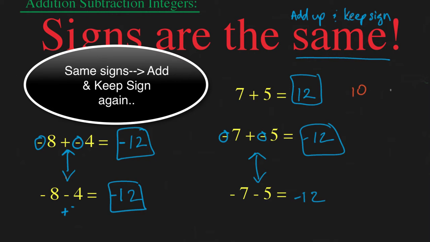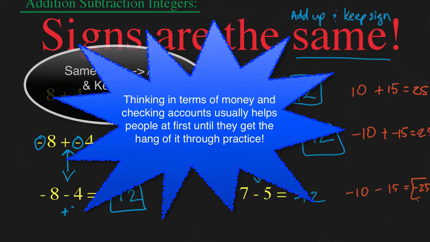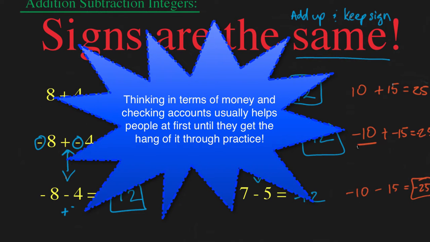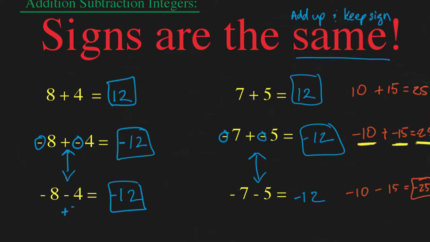So if we were to do some other values just so that you get an answer that's not 12, 10 plus 15 is 25, whereas if we did 10 negative plus a negative 15, these signs are the same, so we use the value of 25 as our answer, and then we keep the sign, so it's a negative 25. Or if I had negative 10 minus 15. If you want to think of it in terms of money, I was down $10 in my checking account, and I wrote another check for $15, so I'm down another $15, makes it down $25. Okay?